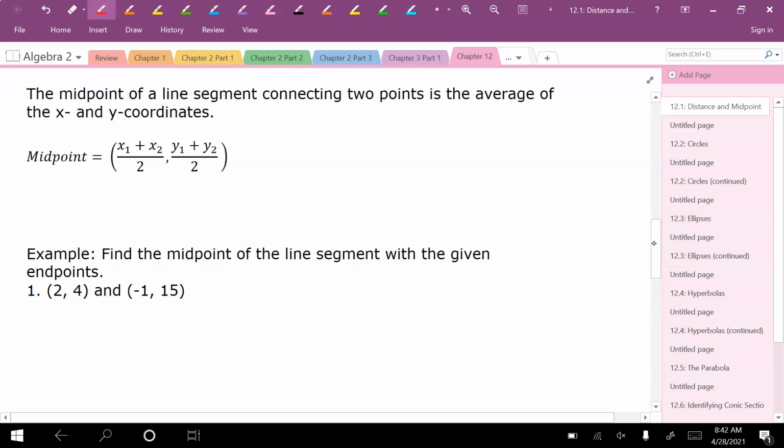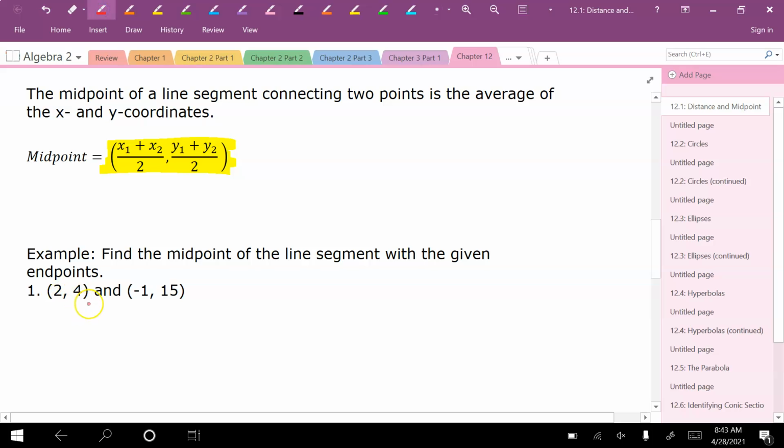I'm still going to label them x1, y1, x2, y2. I'm just going to use this formula instead now. So we're going to add our x coordinates and add your y coordinates, and you're going to divide them by 2 because you're cutting them in half. The x's are here and here, and I'm going to add them and divide by 2. It's like finding the average of something.